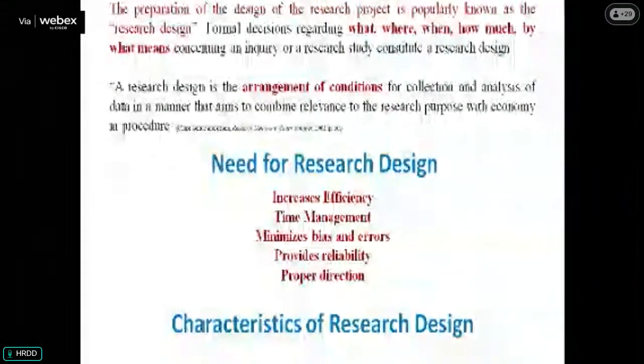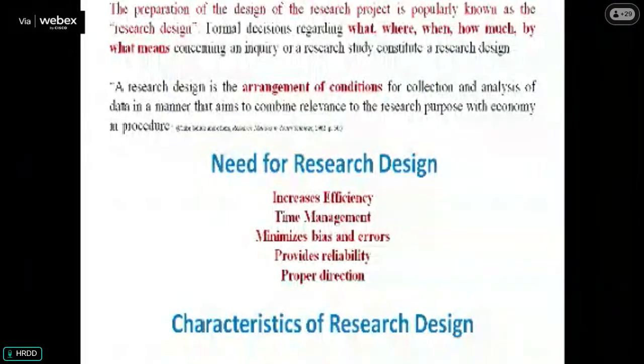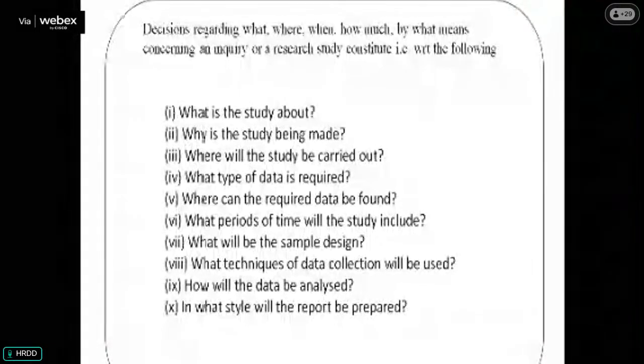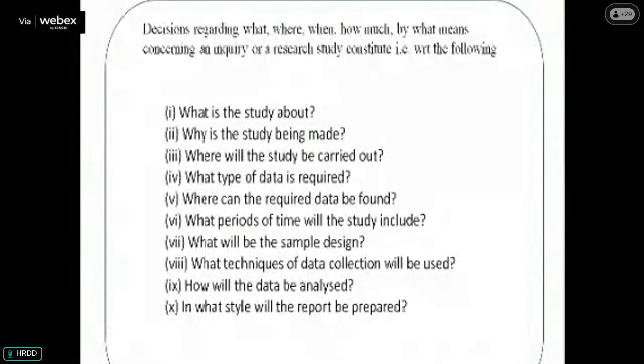Within this time I have to complete this. So you have time management, it minimizes bias and errors, and it provides reliability and proper direction. And we discussed the characteristics of research design. And then finally we came to the 10 guiding questions, meaning what questions you have to ask during your research design. You have the problem, you have the literature survey, and then you have the hypothesis.